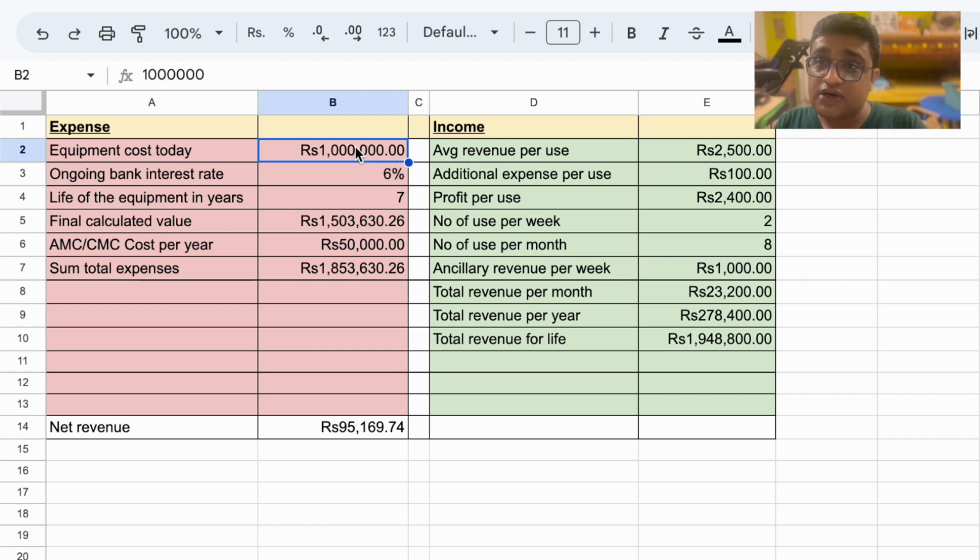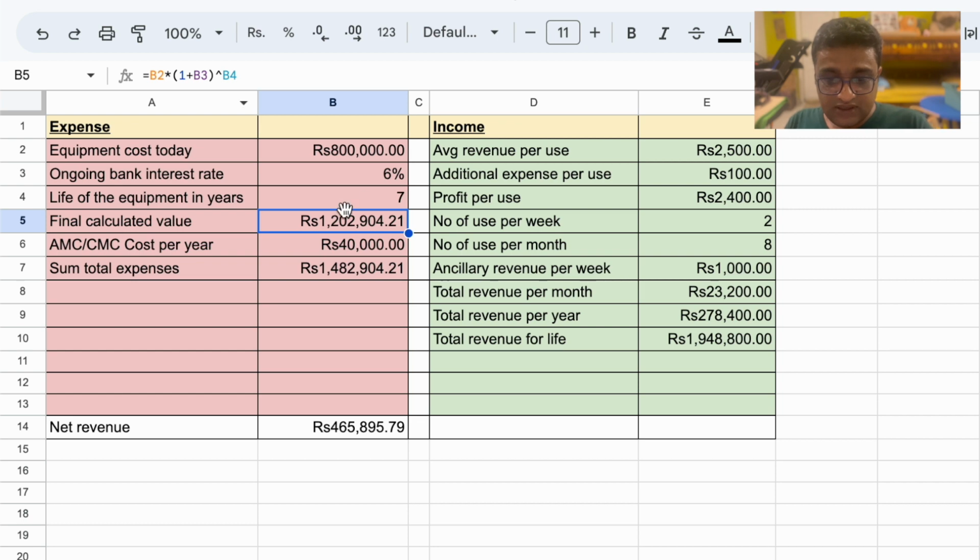Just imagine that you're buying a YAG laser which costs you in the market approximately a decent, let's put it at 8 lakhs. The ongoing interest rate for basic fixed deposit in a bank is 6%. And let's calculate how long the machine lasts. The life of an equipment generally is taken as 5 years to 10 years. So let's keep it at 7 here.